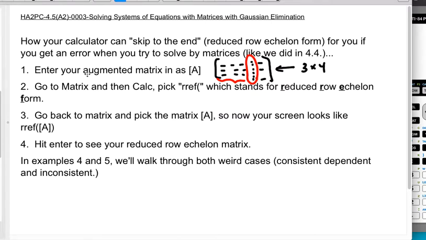Then we're going to go to matrix and pick RREF, which stands for reduced row echelon form. I'm going to be able to make the calculator jump this thing right to reduced row echelon form, and then once I have that, we're going to walk through some cases of those weird situations. So let's go ahead and talk about example 4.